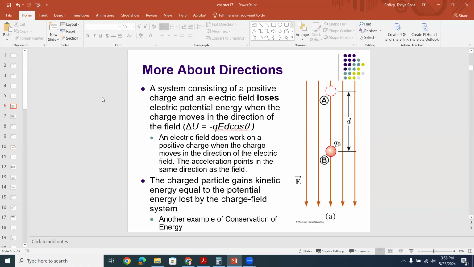And so what that means is that the particle is going to gain kinetic energy if it's displaced in the direction that the field points and it's a positive charge. It's going to gain kinetic energy. Because the acceleration is pointing in the same direction as the displacement, it's going to increase speed, right? And since delta energy is equal to 0, that means it has to lose potential energy, because there's nowhere else for it to come from. So the potential energy is lost and kinetic energy is gained. And this is another example of conservation of energy.